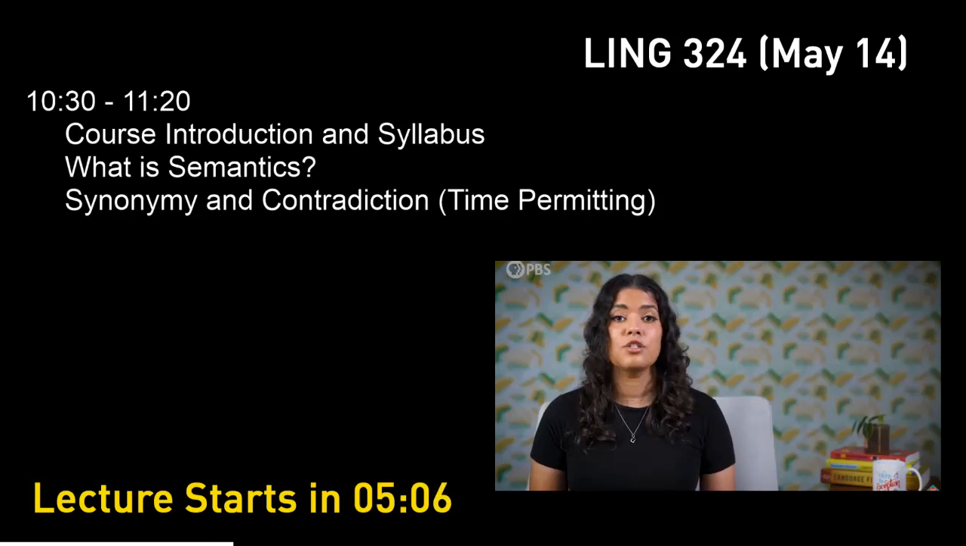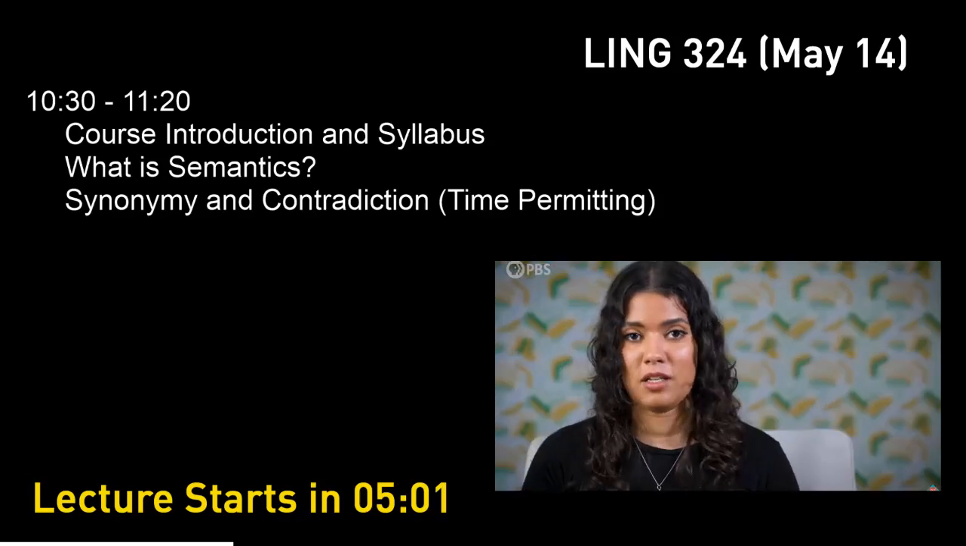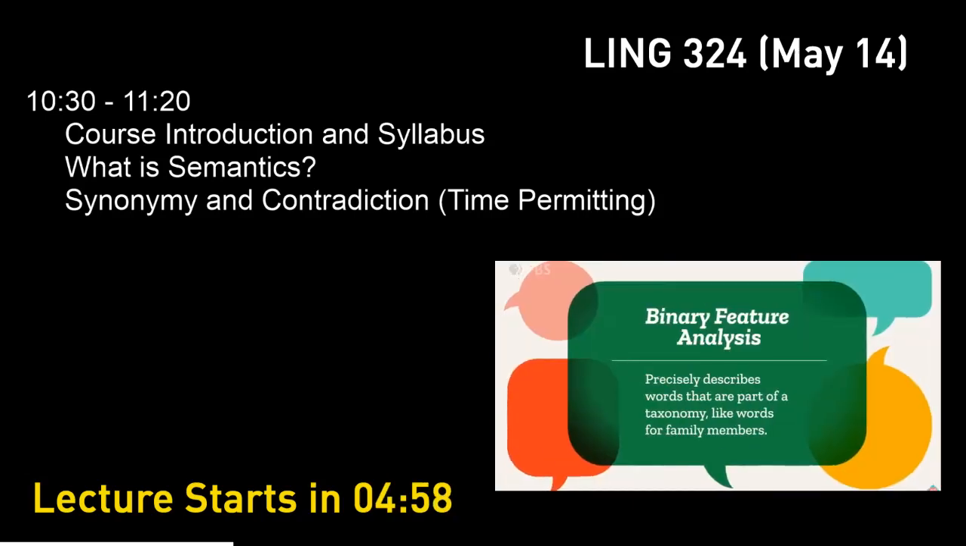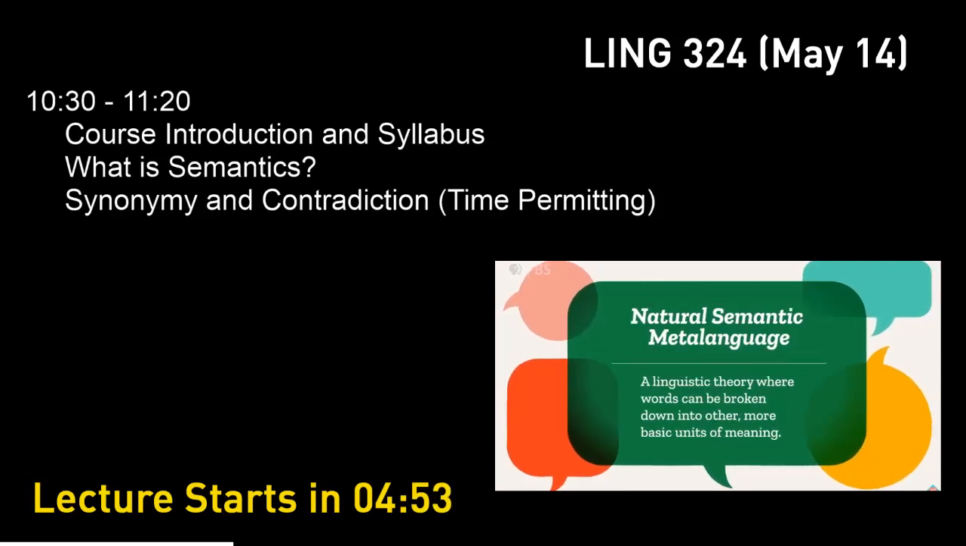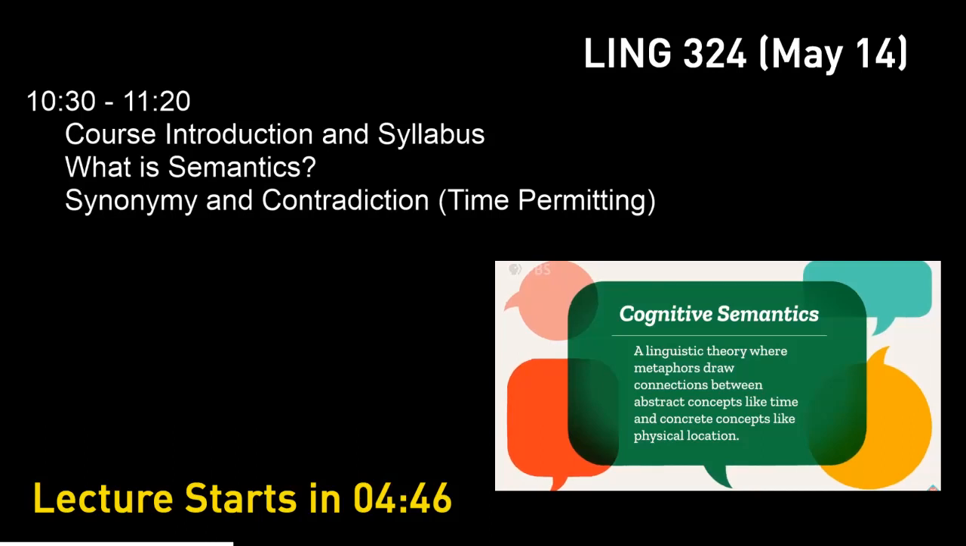Other approaches to semantics specialize in still more kinds of meanings, such as binary feature analysis, which is useful for precisely describing words that are part of a taxonomy, like words for family members. There's natural semantic metalanguage, where words can be broken down into other, more basic units of meaning, and cognitive semantics, where metaphors draw connections between abstract concepts, like time, and concrete concepts, like physical location.